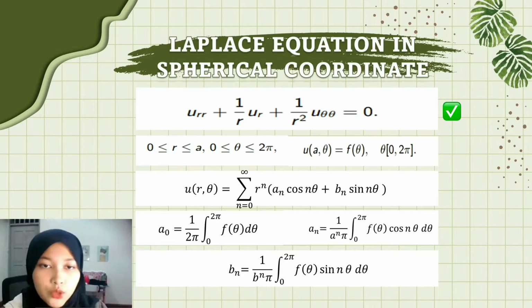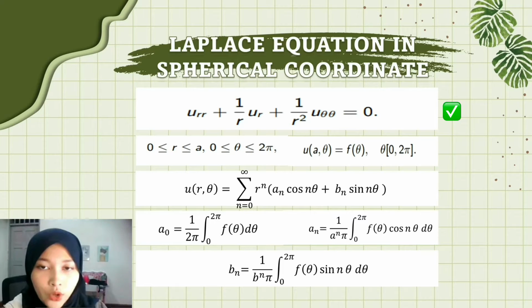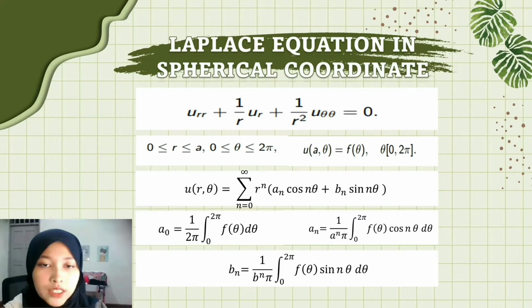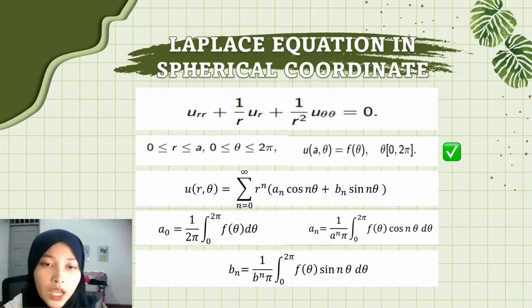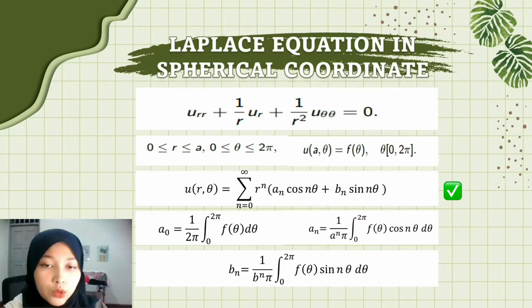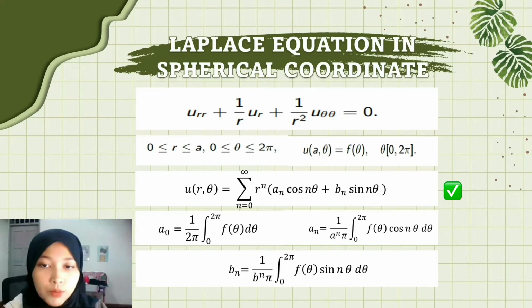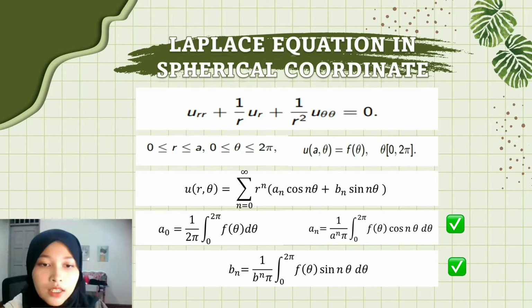Okay, next is Laplace equation in spherical coordinate. The general equation for Laplace equation in spherical coordinate is urr plus 1 over r ur plus 1 over r square u theta theta equal to 0. And the given initial and boundary condition. And the general solution for spherical coordinate is u(r, theta) equal to the summation n equal to 0 to infinity of r power of n (an cos n theta plus bn sin n theta). And we must find an, a0 and bn by using this formula.